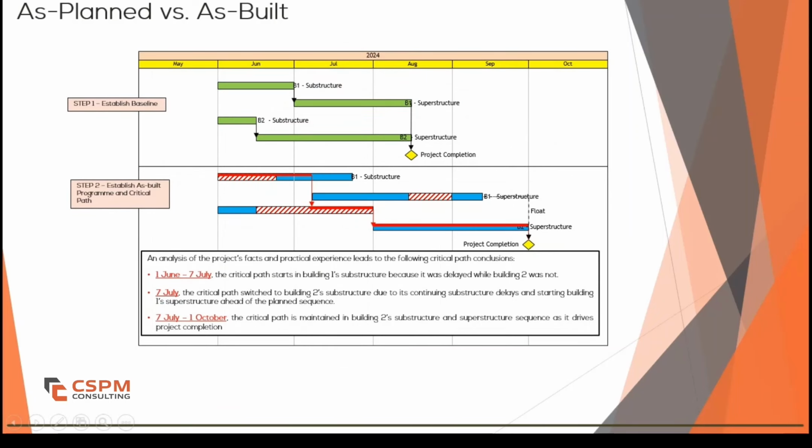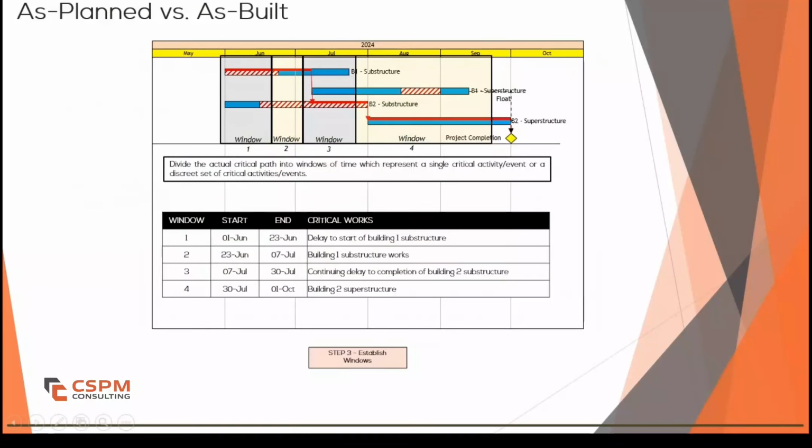Once we have the as-built schedule, we analyze which activities took longer and investigate the underlying reasons. For example, in this case, we identified that Building 1's superstructure was originally planned to start on June 1st, but was delayed until 23rd of June 2024. This indicates a delay in the start of substructure works, and we need to determine why this delay happened.